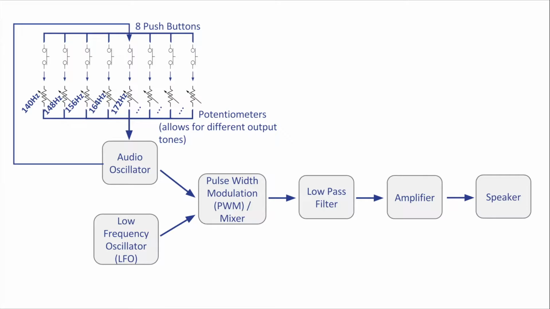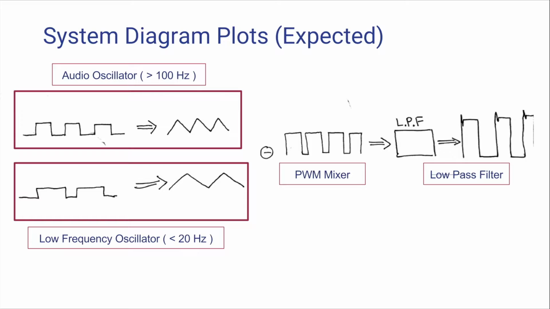Here's our system diagram. Here's our system diagram plots. You have your audio oscillator, which is above 100 Hz. It starts with a square wave. You integrate it and get a triangle wave.